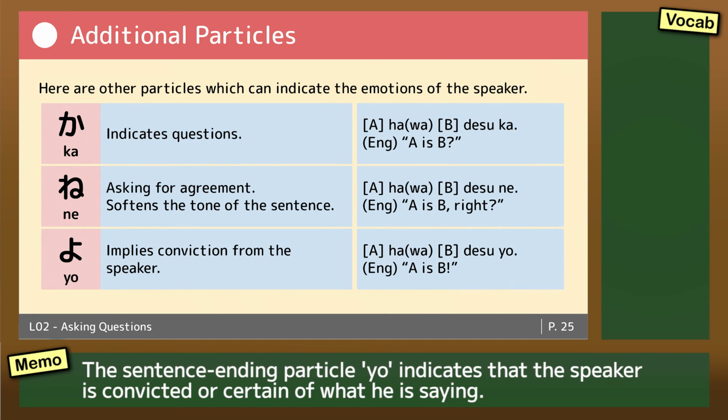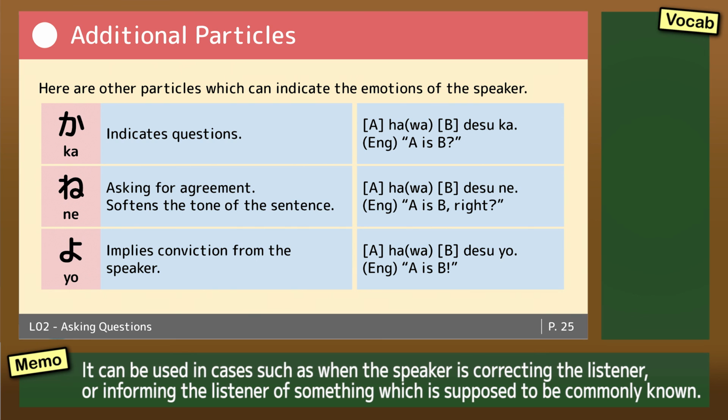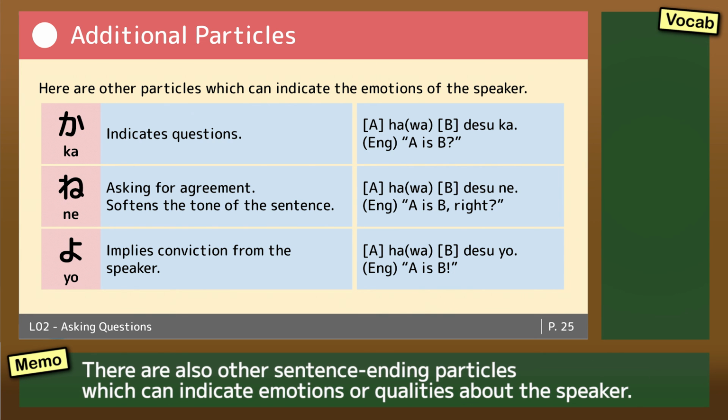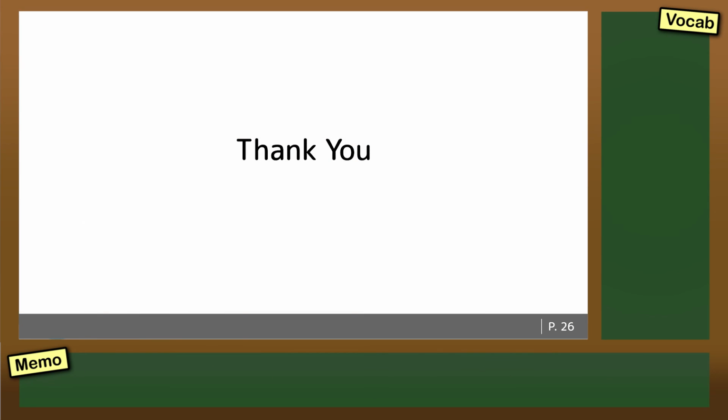よ is added to the end of sentences to imply that the speaker is certain of what was said. This is used in many cases, such as when the speaker is correcting the listener or informing the listener of something which is supposed to be commonly known. There are also other sentence-ending particles which can indicate emotions or illustrate qualities about the speaker. With that, this is the end of this lesson.